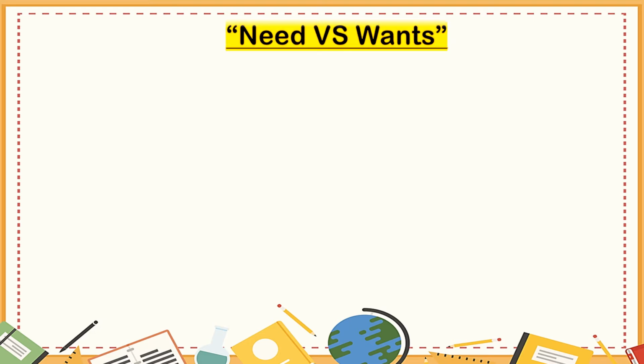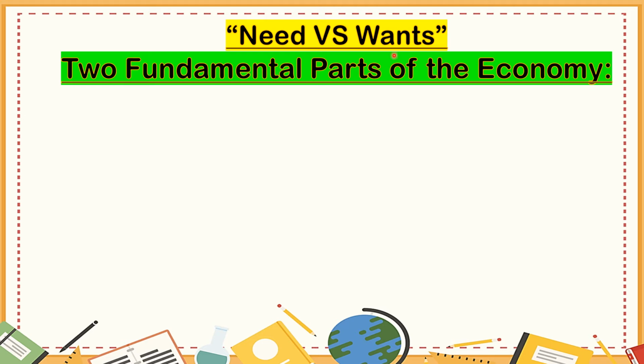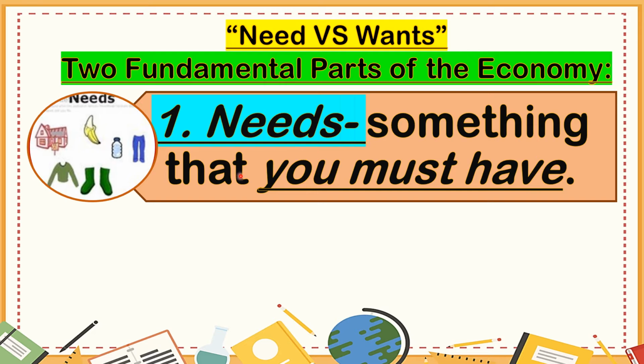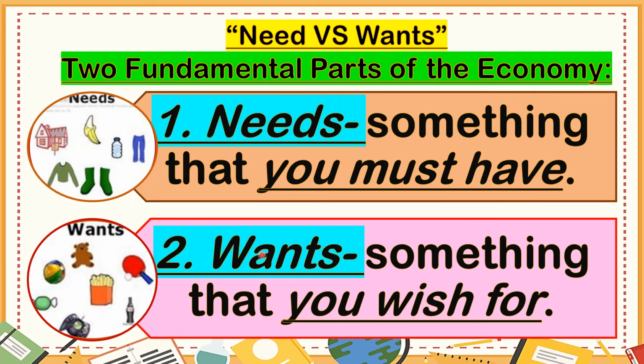Let's discuss the difference between needs versus wants. There are 2 fundamental parts of the economy. First, needs. Something that you must have in order to survive. Example, house, food, clothes, and also medicine. The second one, wants. Something that you wish for. It means you just want it, but it's not necessarily something you must have. Examples are toys, sweets, food like French fries, PlayStation, drinks, and much more.